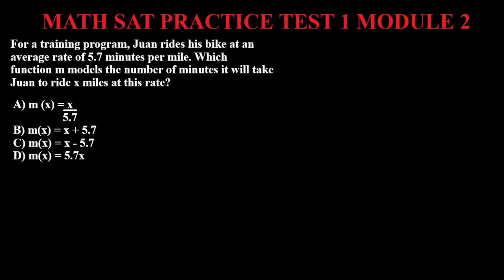For a training program, Juan rides his bike at an average of 5.7 minutes per mile. Which function M models the number of minutes it will take Juan to ride X miles at this rate? Since it takes Juan 5.7 minutes to go 1 mile, then it would be 5.7 times an unknown value for any number of miles. So the correct answer would be D.